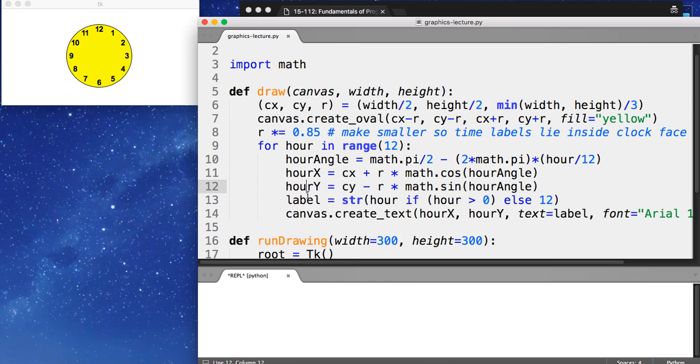We compute our x and y. Our label is simply the hour as long as it's not 0, otherwise 12, and then we create the text, and we are done.